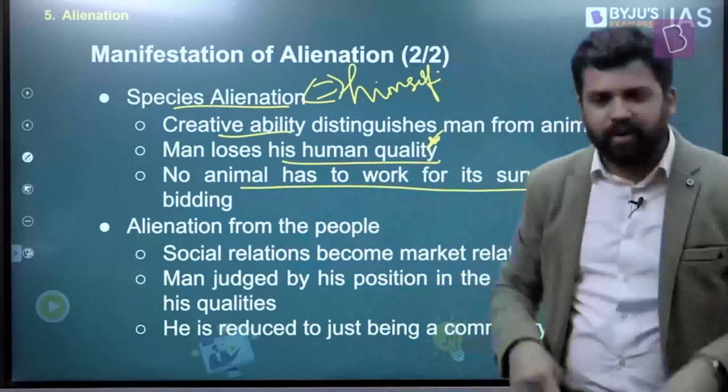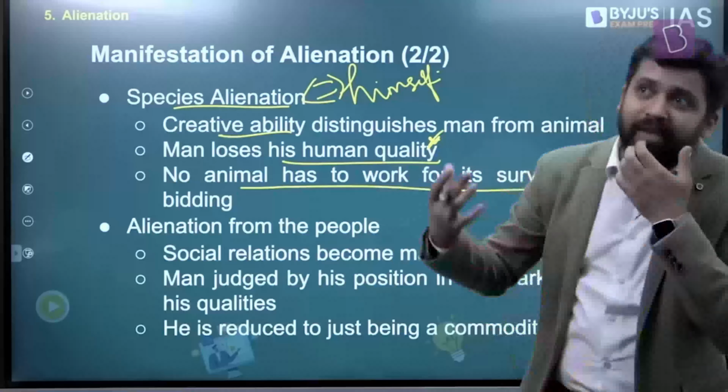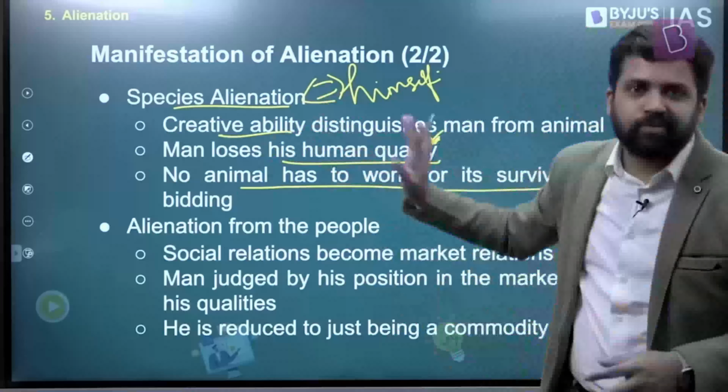Animals basically work for themselves. They want to have their own food. They will fight for it. They will do all sorts of things for it. But human beings are working for someone else. So human beings' position is worse than that of animals. That is what Marx points out.